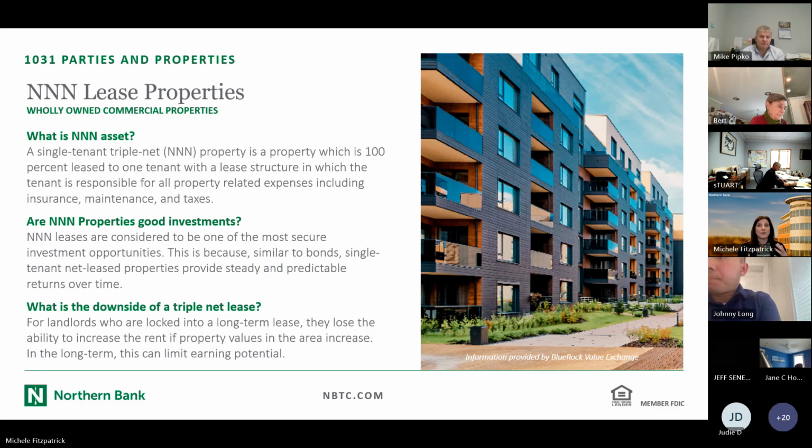There's predictable income over time. You know exactly what you're getting every month, and it's baked into that lease. The only drawback is that it is a long-term lease, so increasing the rent is a little bit harder. There may be limited earnings potential with the triple net lease, but it's kind of guaranteed, especially if you're backed by big franchises or big companies like CVS, Dollar Tree, and Dunkin' Donuts and things like that.